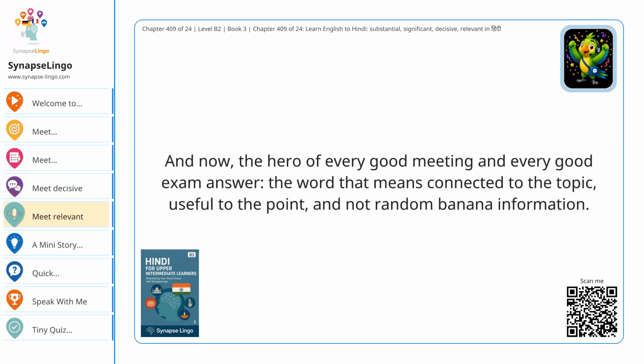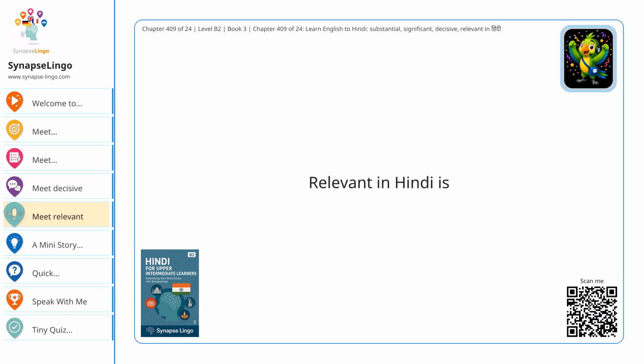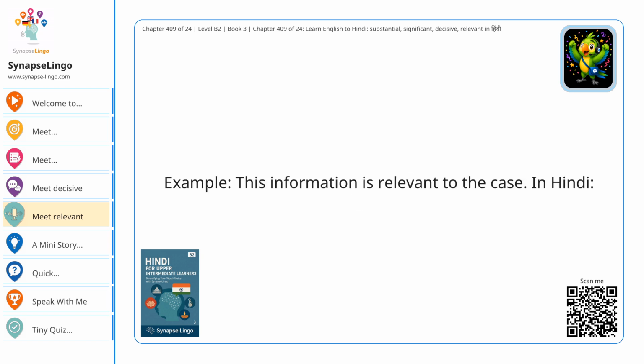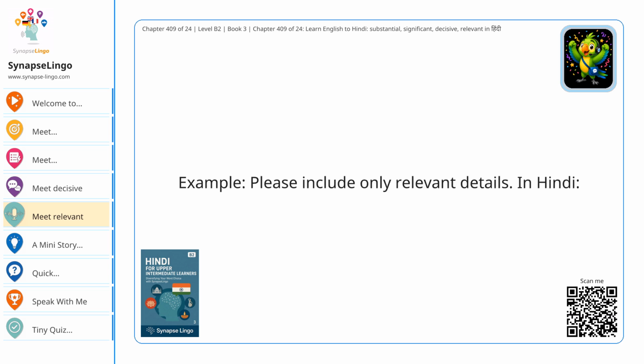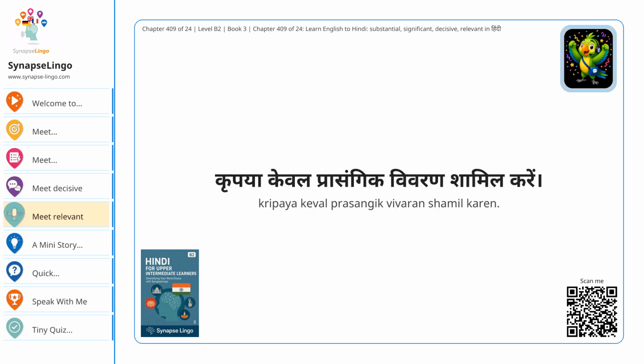Meet relevant. And now, the hero of every good meeting and every good exam answer. The word that means connected to the topic, useful to the point, and not random banana information. Relevant in Hindi is प्रासंगिक. Say it clearly. प्रासंगिक. Example. This information is relevant to the case. In Hindi, ये जानकारी मामले के लिए प्रासंगिक है. Example. Please include only relevant details. In Hindi, कृपया केवल प्रासंगिक विवरण शामिल करें.